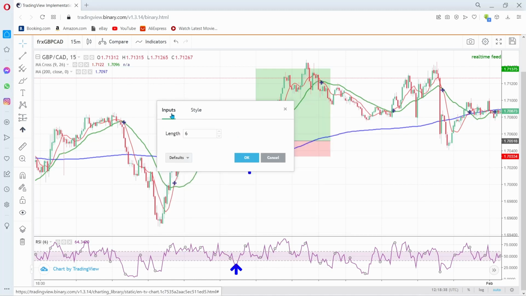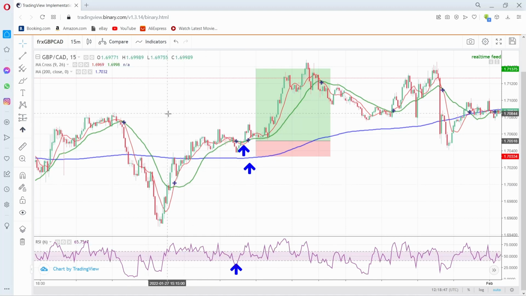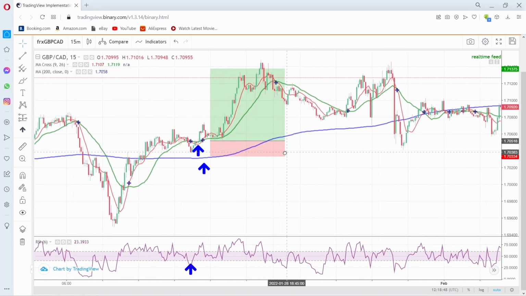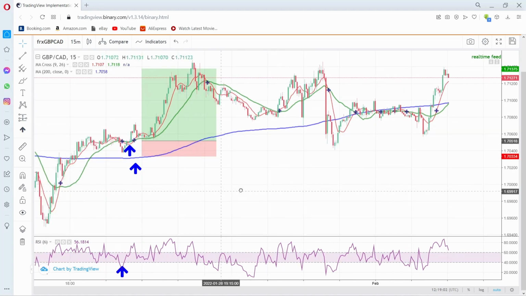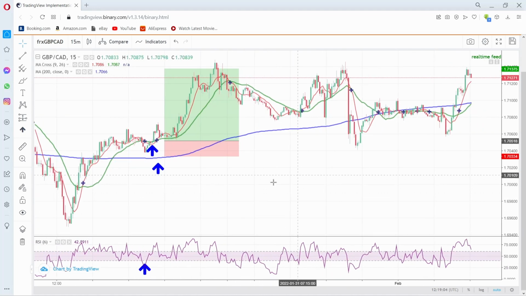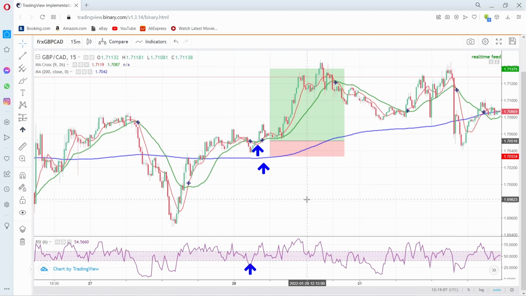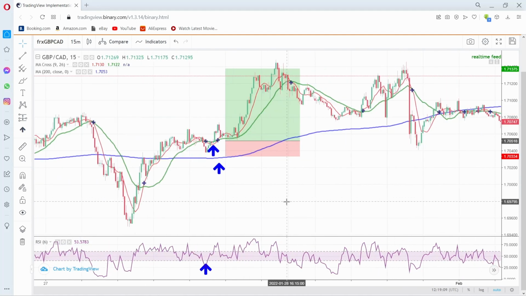On the inputs, make sure on length it's on 6. This one is the most important. Make sure it's on 6, and then it's okay. So right now you'll be good to go to destroy the market. As you can see over here, what I was telling you, this was a buy signal, right? But it was affected by news over here. That's why, if you are trading currency pairs, you have to know what's happening around you.